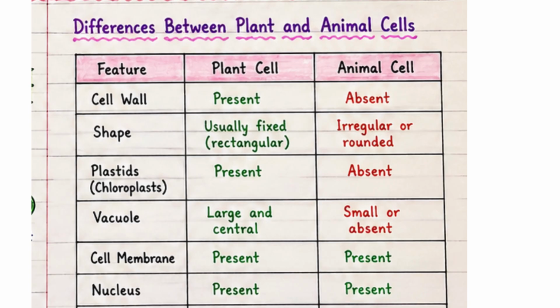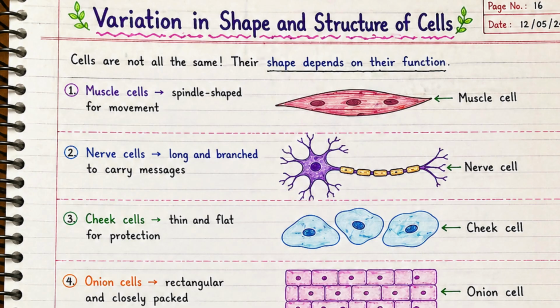Variations in shape and structure of cells. Cells are not all the same. The shape depends on their functions. Let's look at some types of cells. Muscle cells: spindle shaped for movement. Nerve cells: long and branched to carry messages. Cheek cells: thin and flat for protection. Onion cells: rectangular and closely packed.